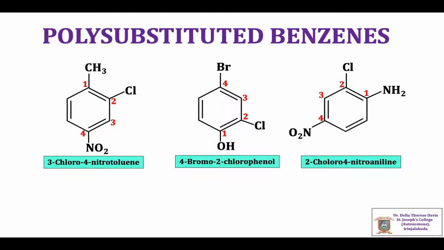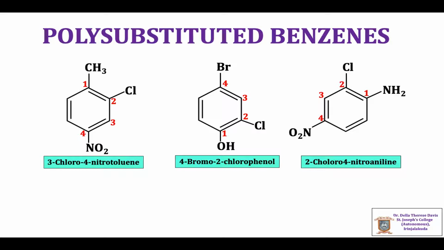For a polysubstituted benzene, if one substituent is incorporated into the name of the compound, that substituent is given the position 1 and numbering is done so that the other two substituents get the lowest possible numbers.